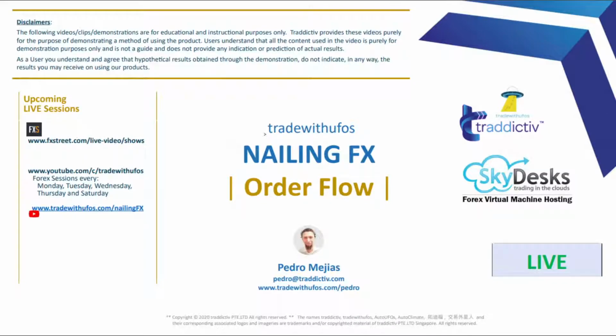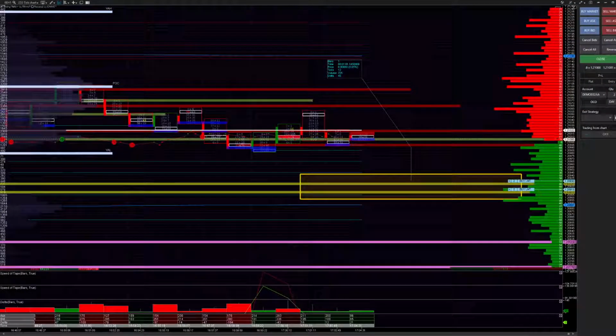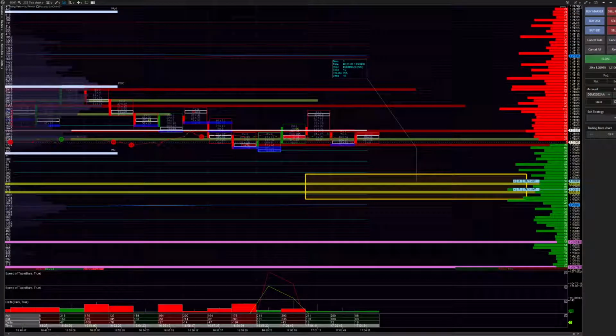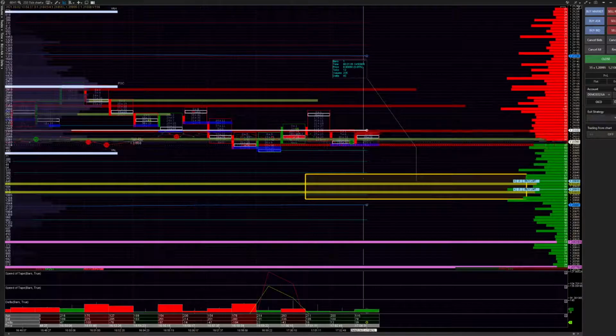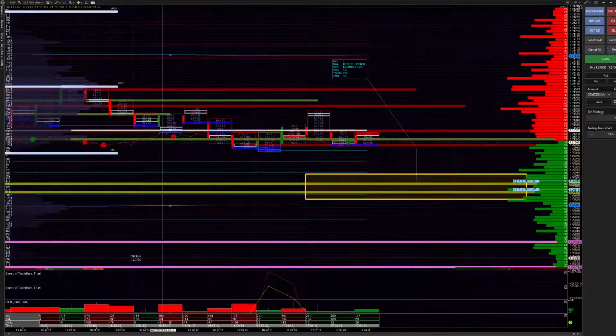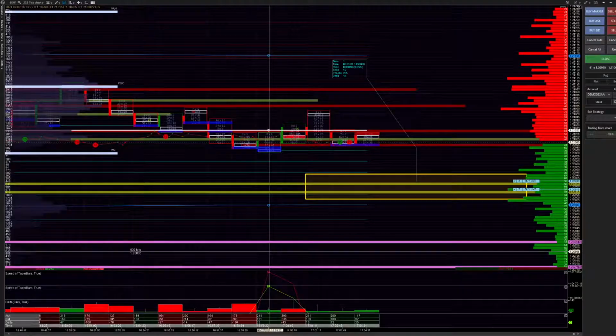All right, let's go back to the chart to see what's going on right now. And as we can see at the moment, price is still rotating in the same area. If we're lucky enough, we will see the price come down and give us an entry on the market today.